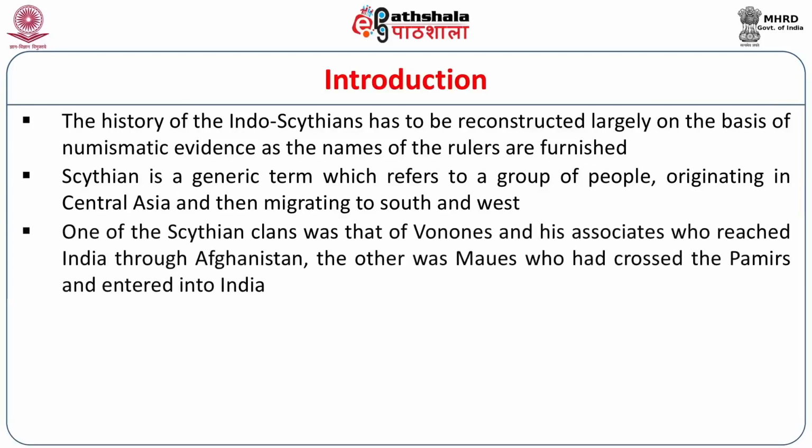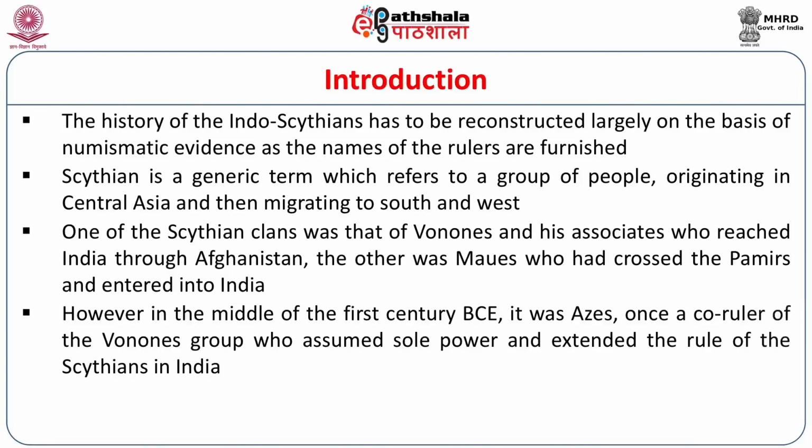Among the groups of Scythians, Maues, known as Moga in the inscriptions, was the first group who came downwards from the Pamirs to the area of India, which was known as the Taxila region. Apart from the Maues group, there are other groups of Scythian rulers known as Vonones, and with Vonones there were rulers like Azes, Azilises and Azes II. So the Vonones group ruled mainly in the Arachosian region of South Asia.